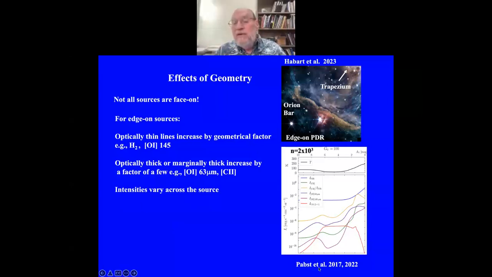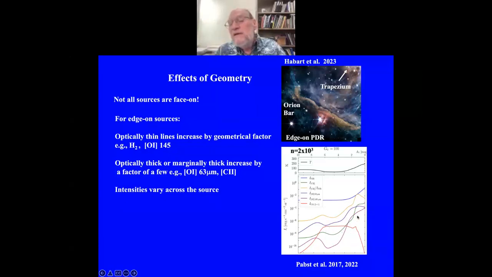So here's an example we did in the Pabst et al. papers. This is for an edge-on PDR. The source of illumination is off on the right. So this is an AV of 0. This upper panel here shows the temperature. So it's warmer at the outside, cooler in the middle. And then these are the emergent line intensities moving across the PDR, accounting for the optical depth effects. So we have carbon-2 in green, O1 is in purple. Here's the CO 2-1 line.